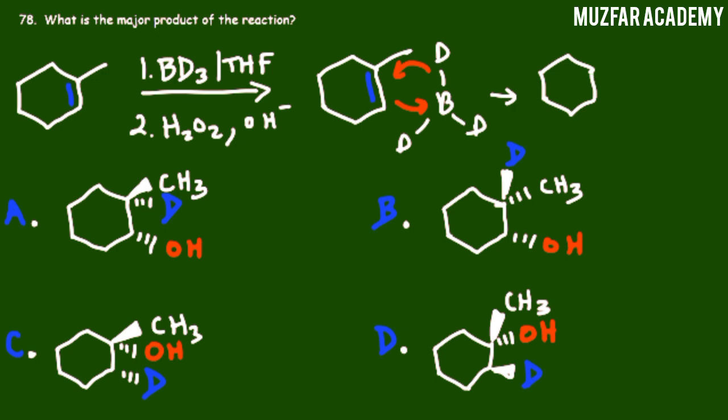So initially, BD2 adds to the less substituted carbon. Deuterium, which is taking the place of hydrogen, is added to the more substituted carbon. But these two are added on the same side with syn addition.